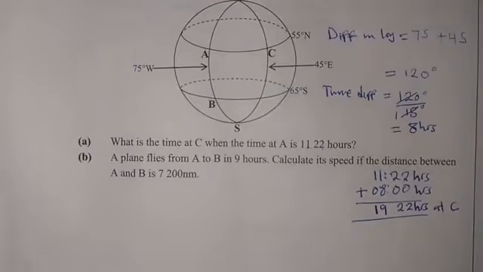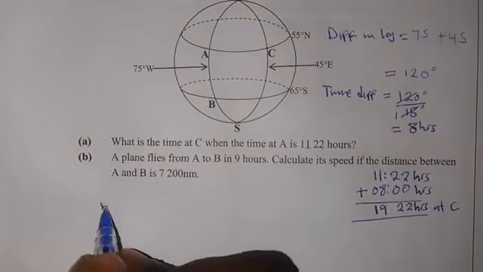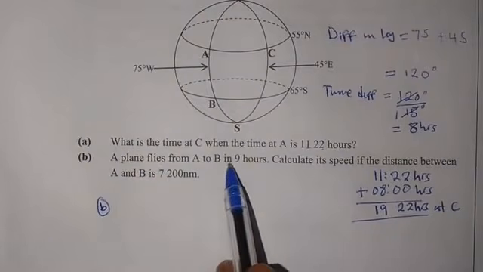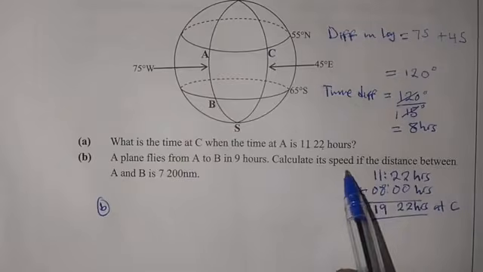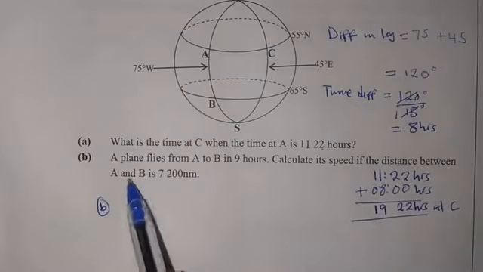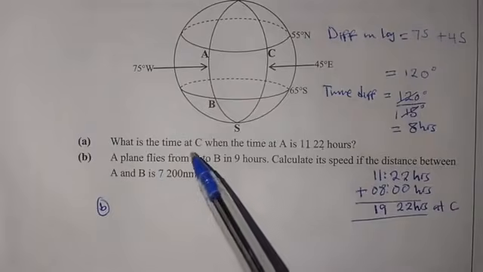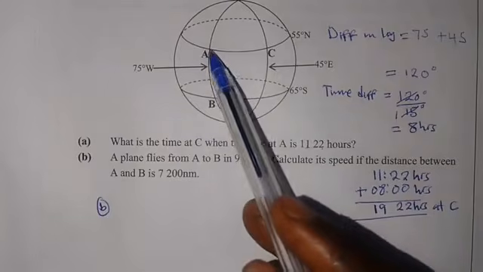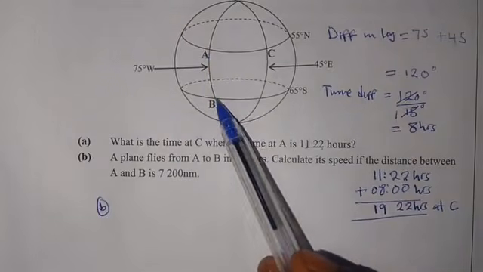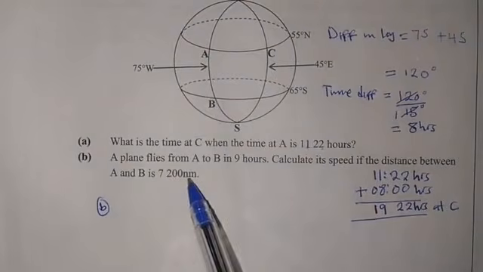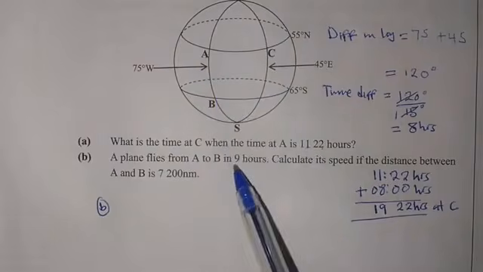Let us now move on to our question B. So this is our question B right here. A plane flies from A to B in 9 hours. Calculate its speed if the distance between A and B is 7,200 nautical miles. So the plane is flying from point A to point B. So the distance that it flew is 7,200 nautical miles. And it had to fly in 9 hours.